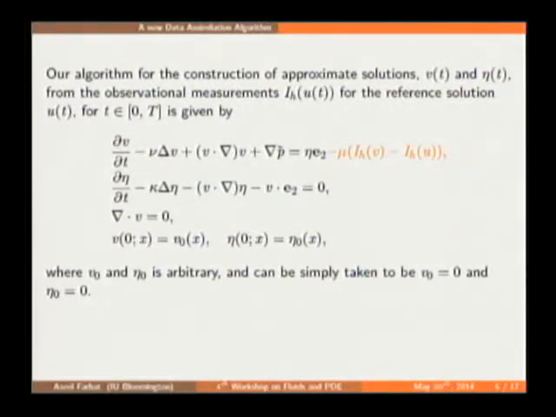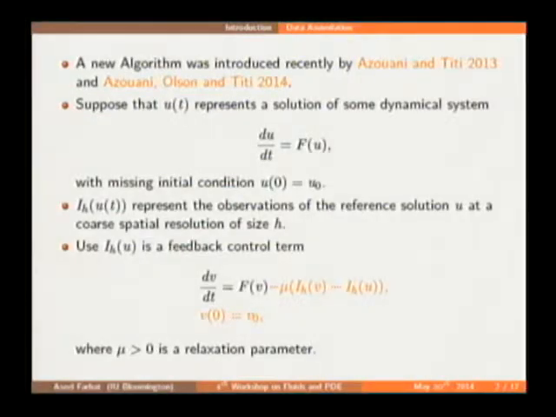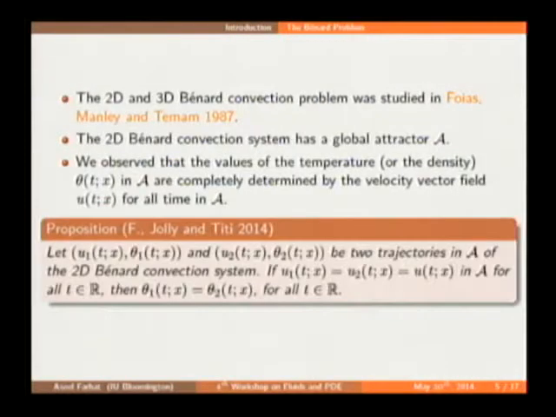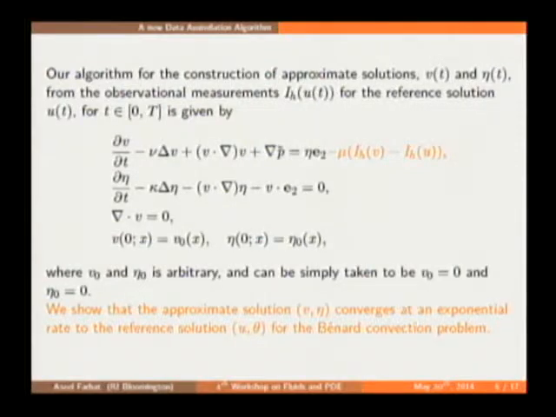Now, I should go back really fast, just to give you the difference. Here, the original data assimilation algorithm assumes that you have to add the measurements on the whole right-hand side of the system. So for the Rayleigh-Bénard problem, you have to add measurements on U in the U equation, and you have the feedback control from the measurements on theta in the theta equation. But here we are proposing that we only need to take measurements on U, and we don't need measurements on theta, and we have only one feedback control, in the equation of U. And actually, we were able to show that the approximate solution of this new algorithm converges exponentially to the reference solution of the Bénard convection model.